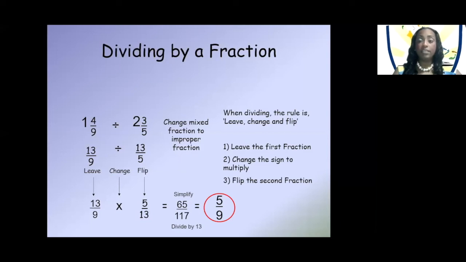You find a number that goes equally into both the numerator and the denominator. In this case, that number will be 13. So 13 goes into 65 how many times? 5 times. 13 also goes into 117 9 times. Again, you want to look at your fraction. Are we done? Yes, we are. Moving right along.